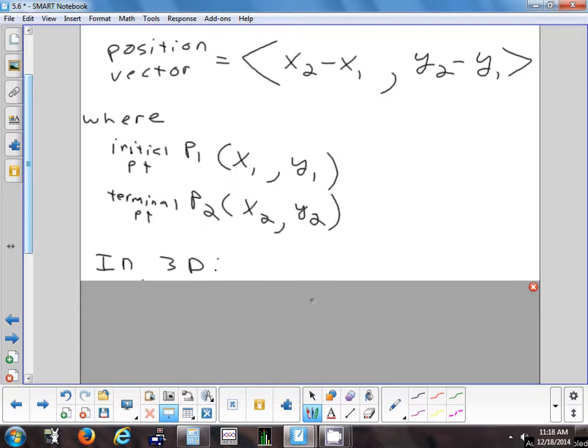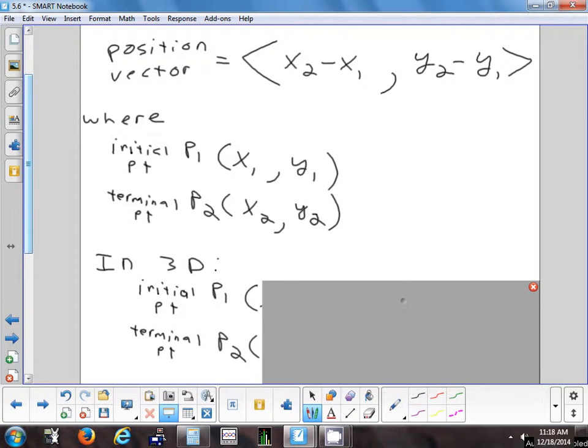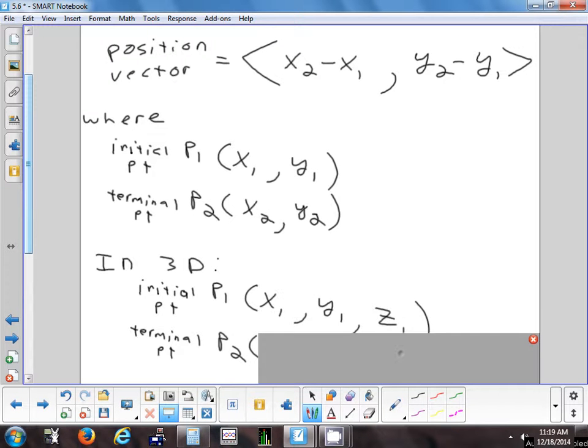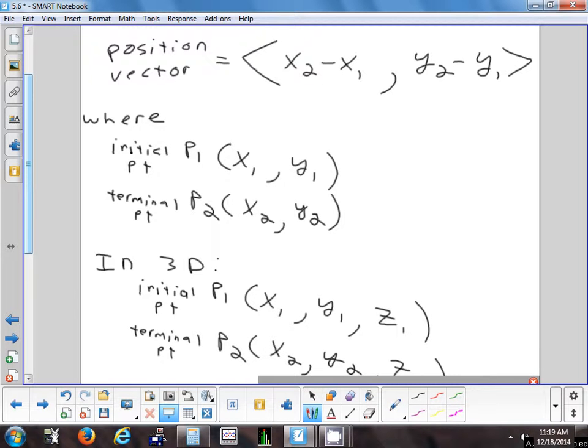Okay, Kyle, how do you think I'm going to represent my initial point in 3D? So it was x1 comma y1 in 2D, but what do we need to add? Yeah, x1, y1, just add z1. Same idea with the terminal point. x2, y2, and now z2.